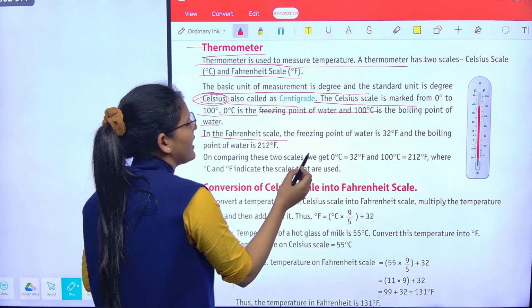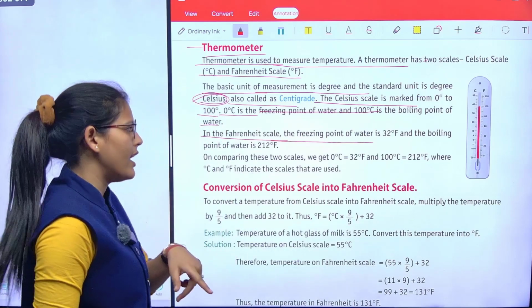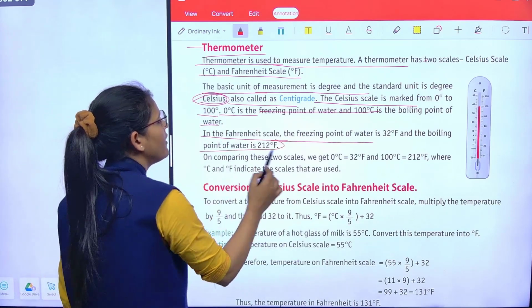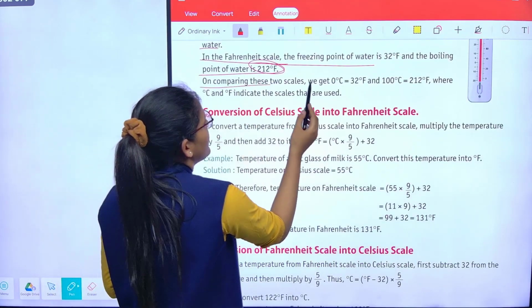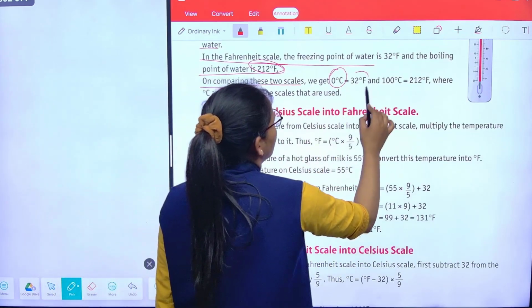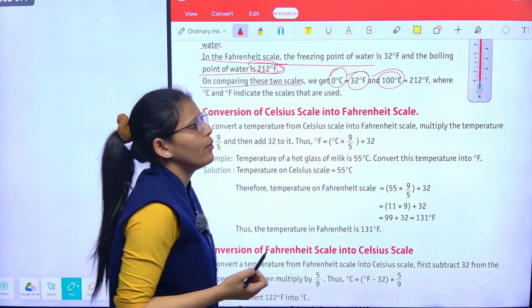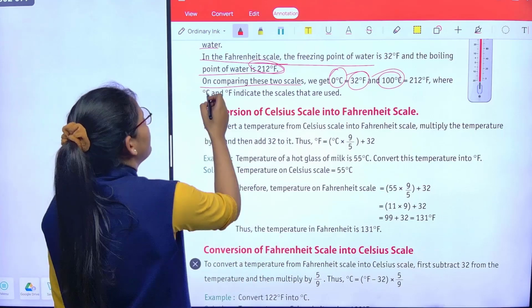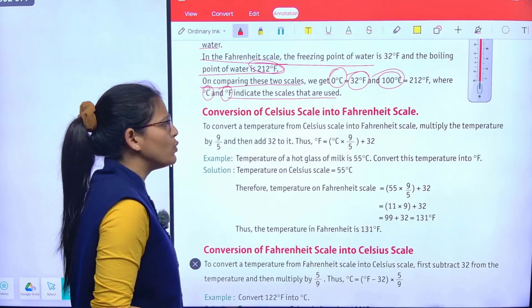In the Fahrenheit scale, the freezing point of water is 32 degree Fahrenheit and the boiling point is 212 degree Fahrenheit. On comparing these two scales, we get 0 degree Celsius is equal to 32 degree Fahrenheit and 100 degree Celsius is equal to 212 Fahrenheit. There, degree Celsius and Fahrenheit indicate the scale that is used.